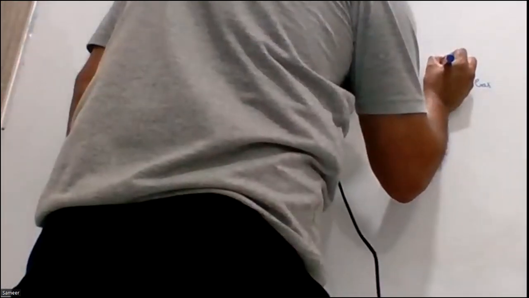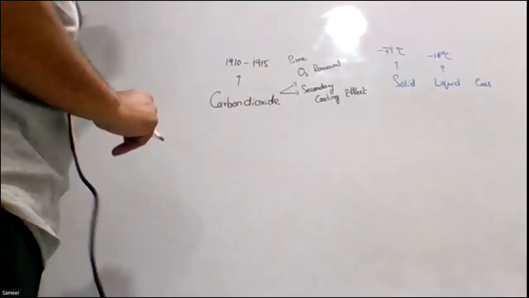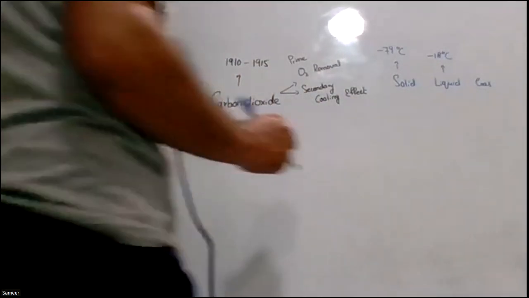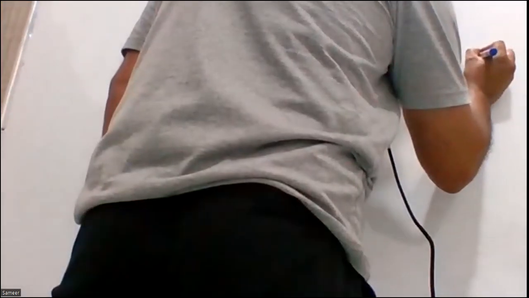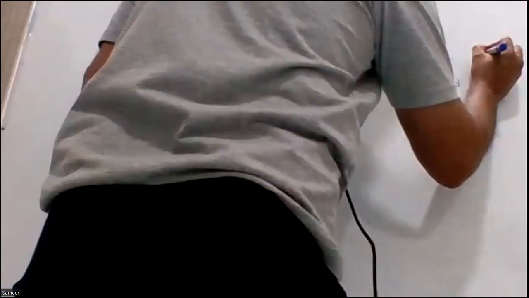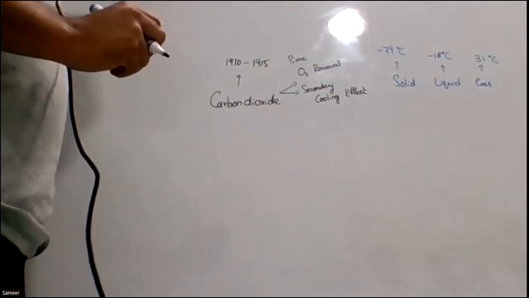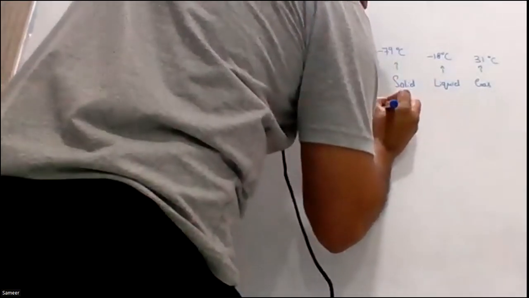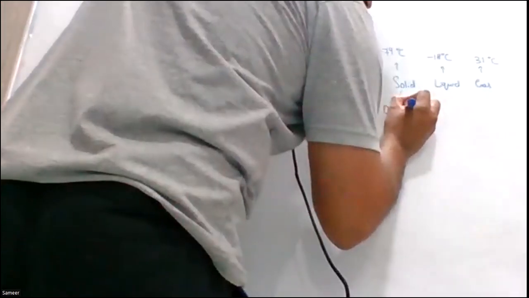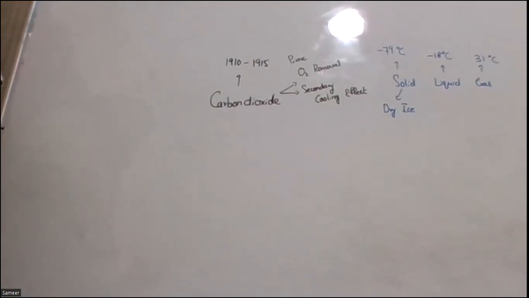The liquid form of carbon dioxide is at minus 18 degrees Celsius. And the gaseous or vapor form of carbon dioxide occurs at 31 degrees Celsius. The solid form of carbon dioxide is also known as dry ice.